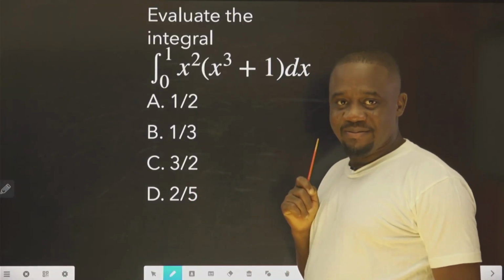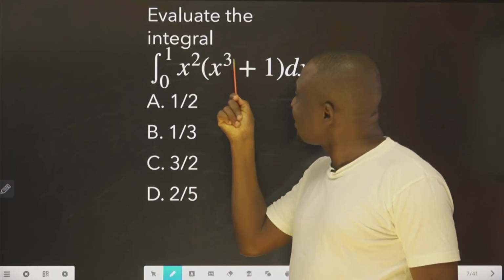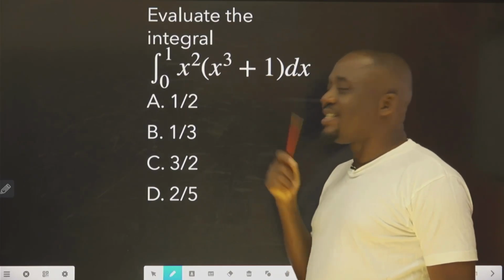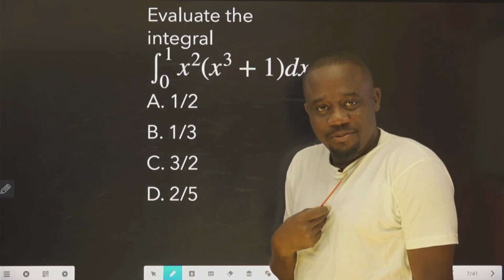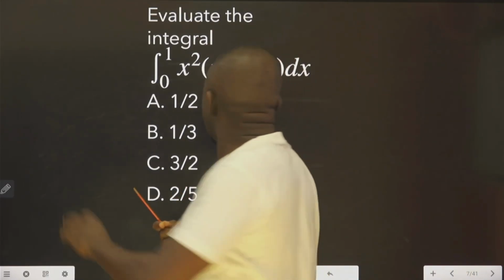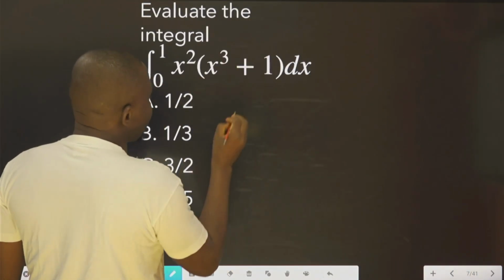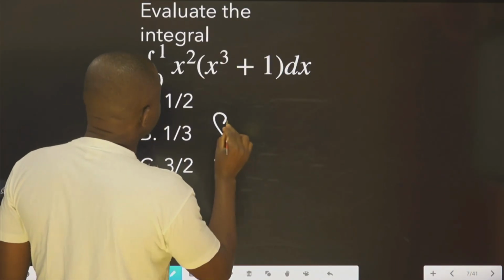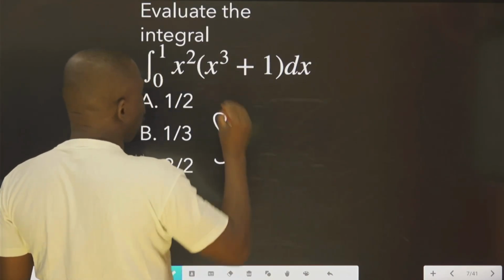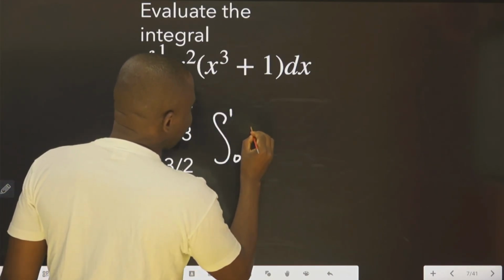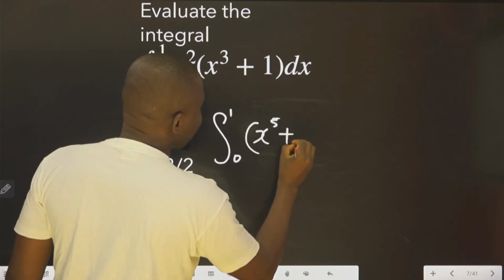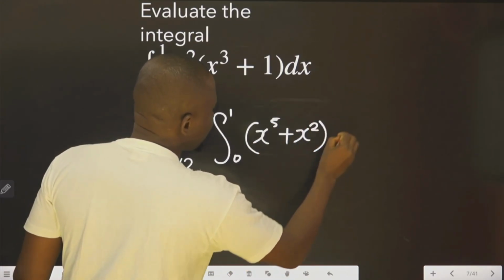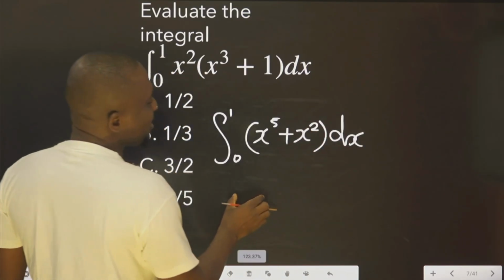Now let's look at this. It says evaluate the integral, this. You should know integral by now if you are preparing for JAMB. This requires us to expand this, to say this, from 0 to 1, this multiplied by this will give us s raised to the power 5 plus s raised to the power 2 dx. Okay?